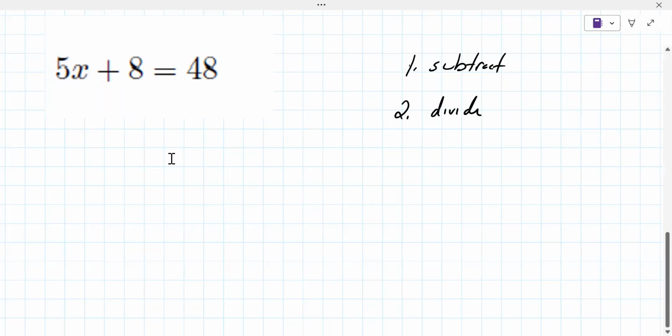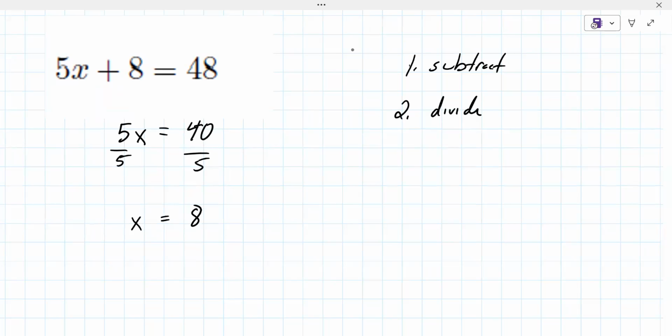And that's going to be 40, and then 5x equals 40. You have to divide both sides by 5, and that's going to give you 8. Very good. x equals 8. Okay, so let's have you try one on your own here.